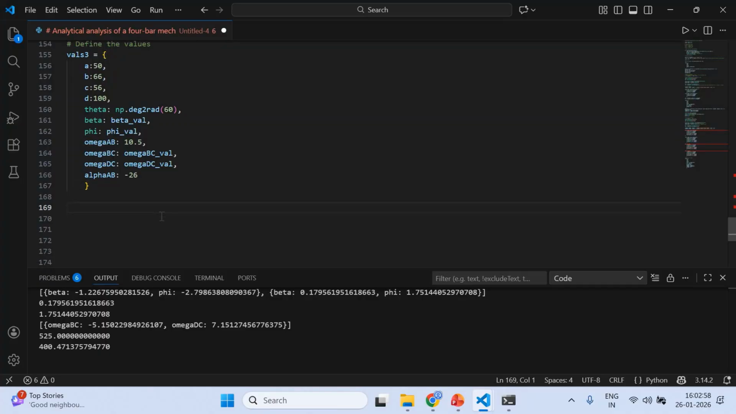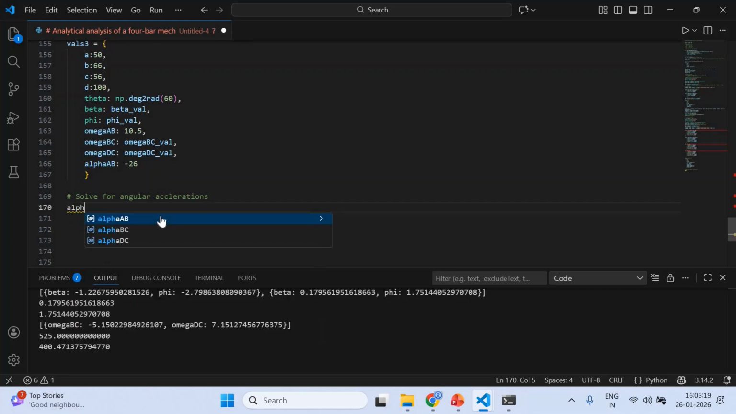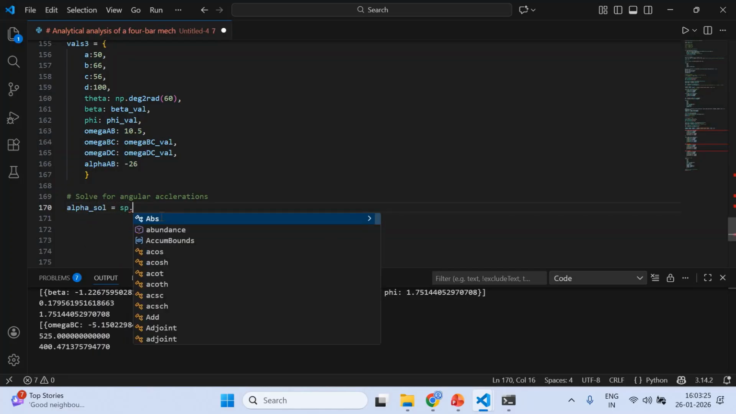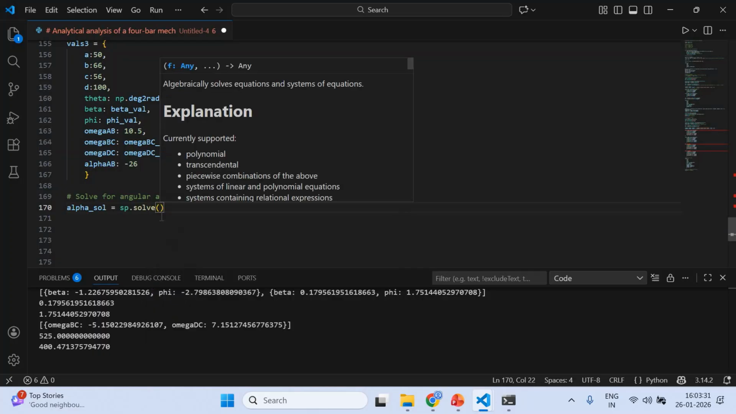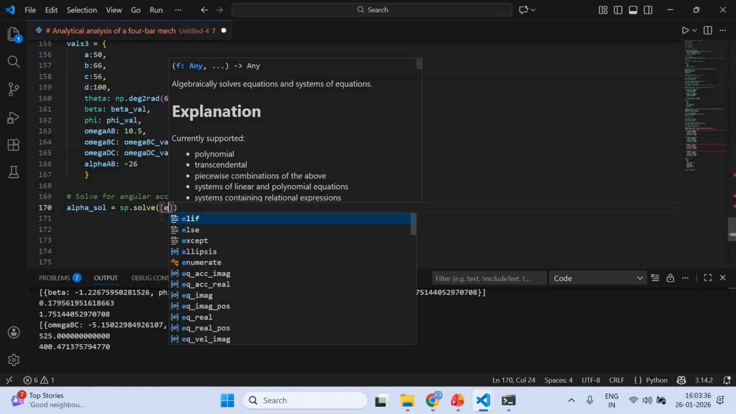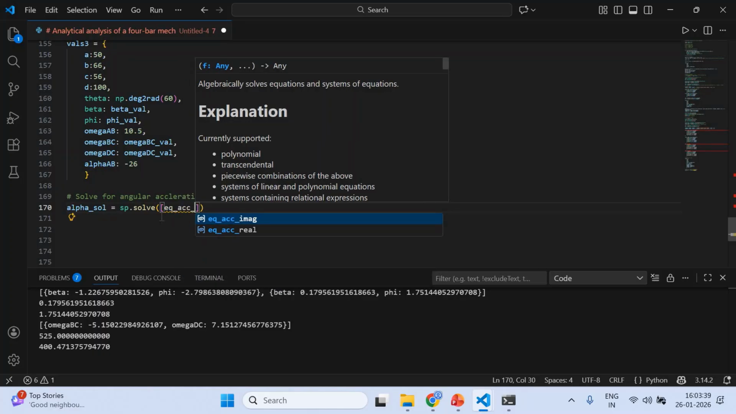Now after this Wells 3 is defined. So now the next thing is very simple. You have to simply substitute it for solving the angular acceleration values. So solve for angular acceleration first, and then we will solve for the linear acceleration. Solving for angular acceleration is very easy. So let us write alpha underscore solution, solve. Again we will invoke sp dot solve. We have again two equations to solve for. So one is the equation underscore acceleration underscore real. So this will be equation underscore acceleration underscore real.